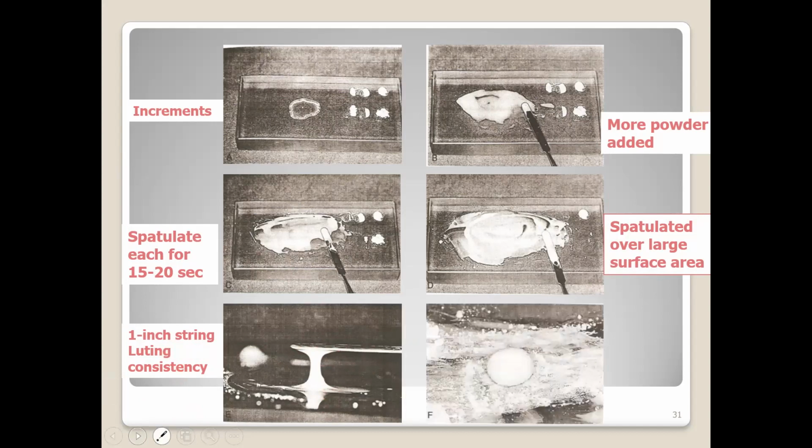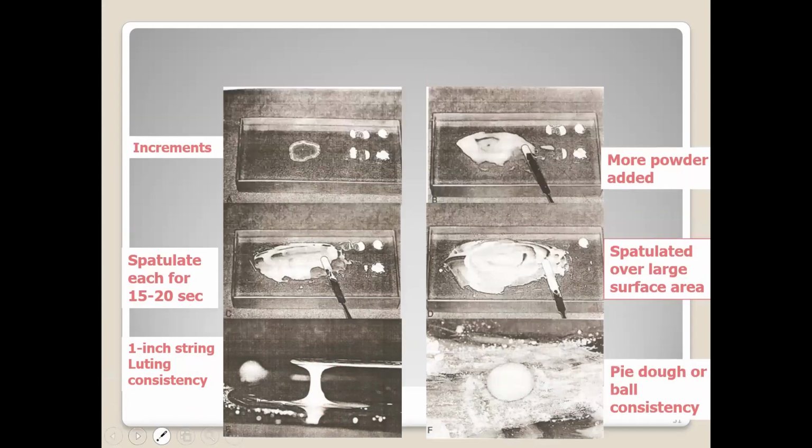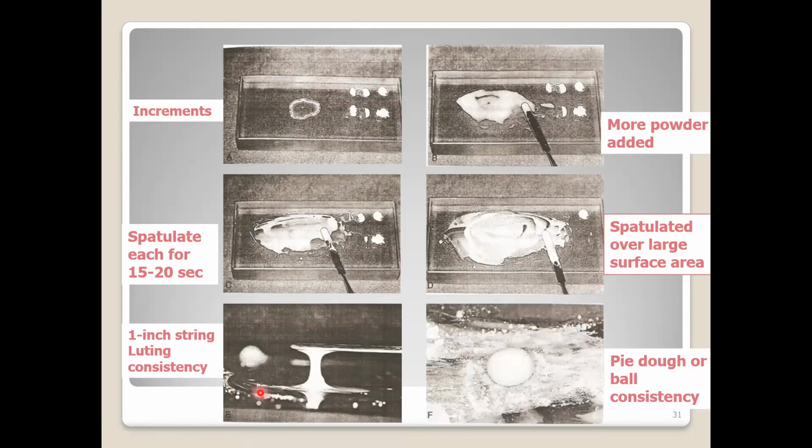For lining consistency or restorative purposes, it has to be a ball-like consistency where the powder liquid ratio is going to be higher as compared to a mix for luting consistency. So accordingly, you will get either a stringy kind of consistency for luting or you will get a pie dough or ball-like consistency for restorative applications.